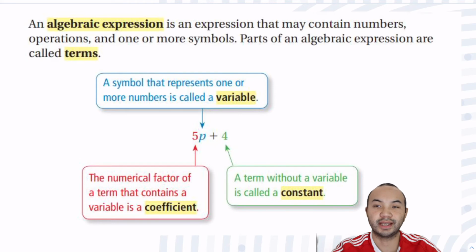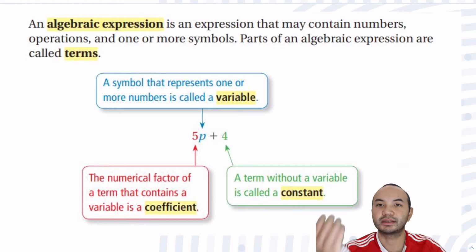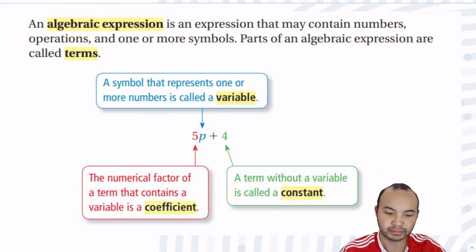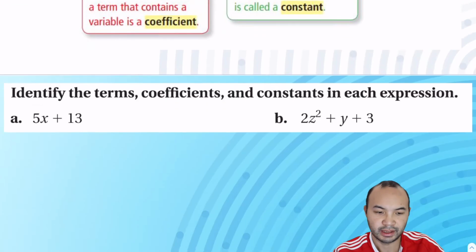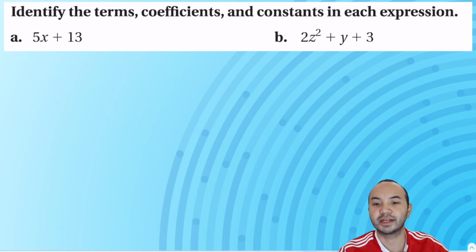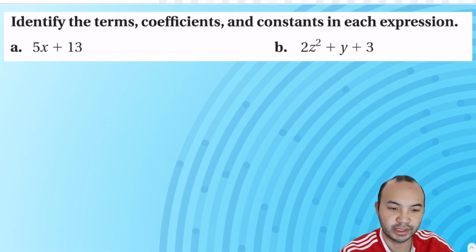It's called a constant as opposed to a variable because a variable could be whatever you want it to be, right? It could be 7, -8, 2.5. A constant is what constant means: it's constantly 7 or it's constantly 4. It can't be anything else. All right, good. And so let's identify the terms, coefficients, and constants in each expression. So here I have 5x plus 13.